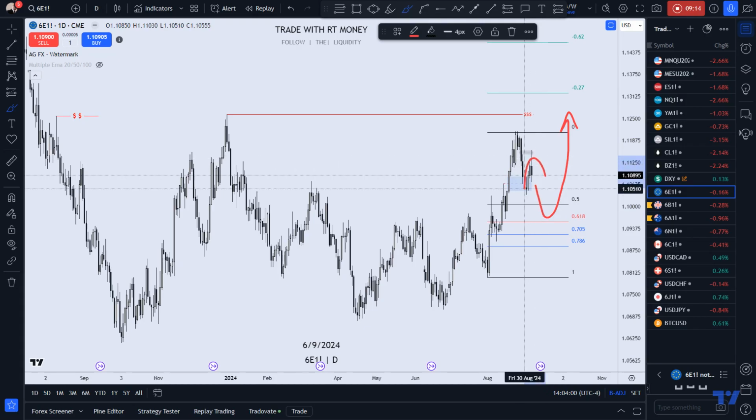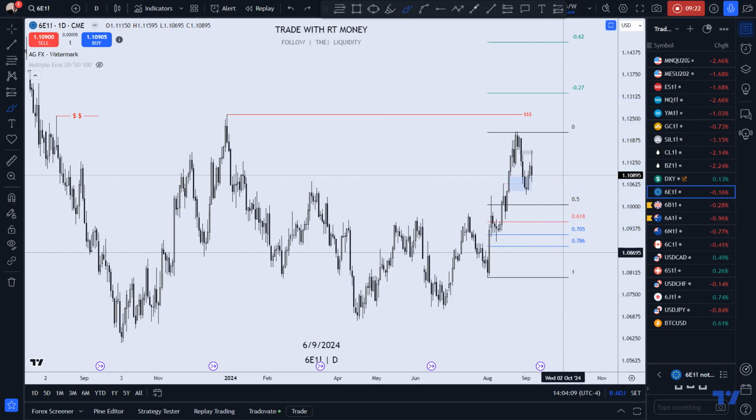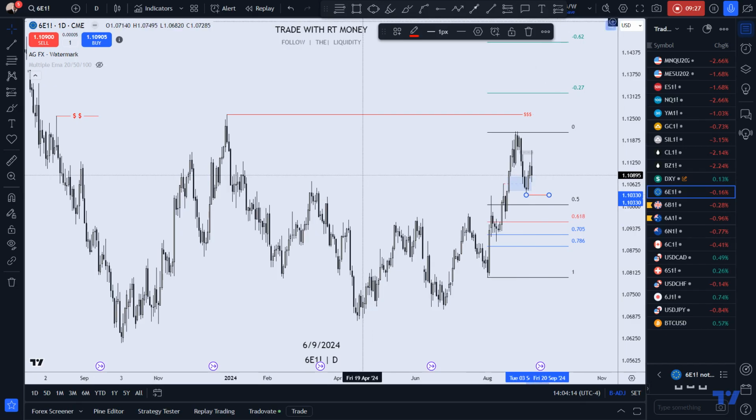But this may happen this week, or it may be over the course of the next 2 weeks. So I have a nearby target right here. And we'll see.